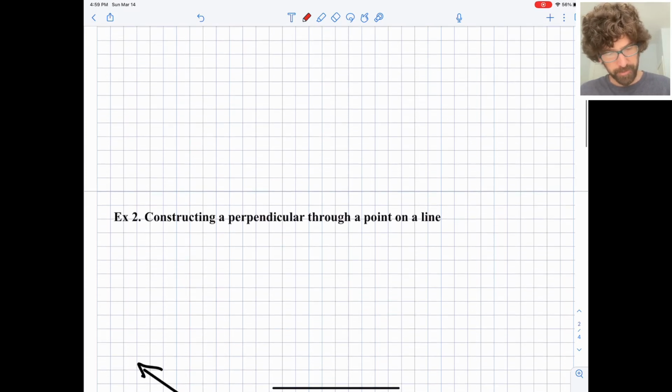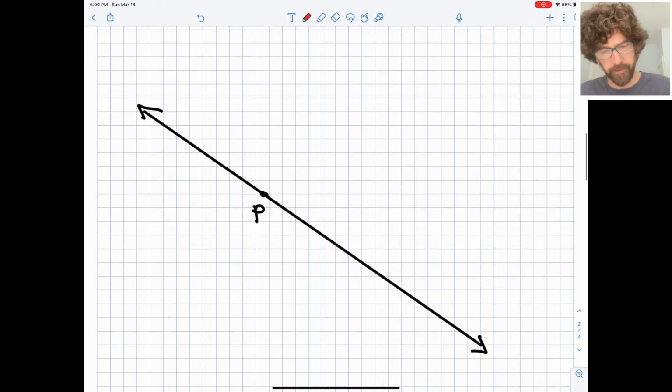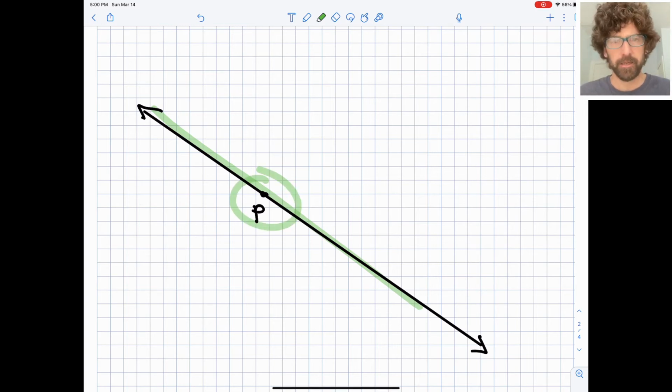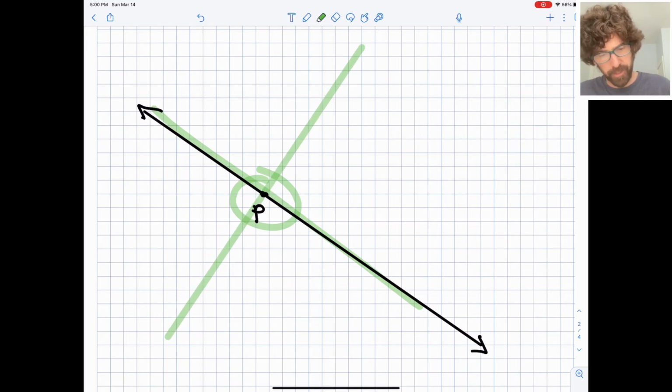All right, let's do the next one, constructing a perpendicular through a point on a line. So again, here we need to think about what we're given. We're given a line, and we're given a point on the line. And what's our goal? Our goal is essentially to make a perpendicular that goes through the point that's perpendicular to the line we're given.